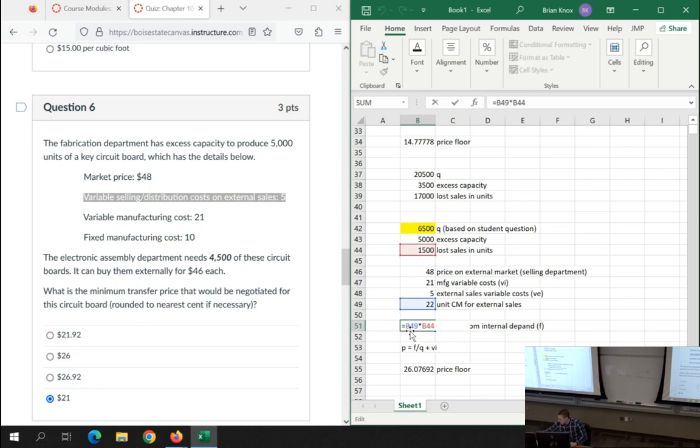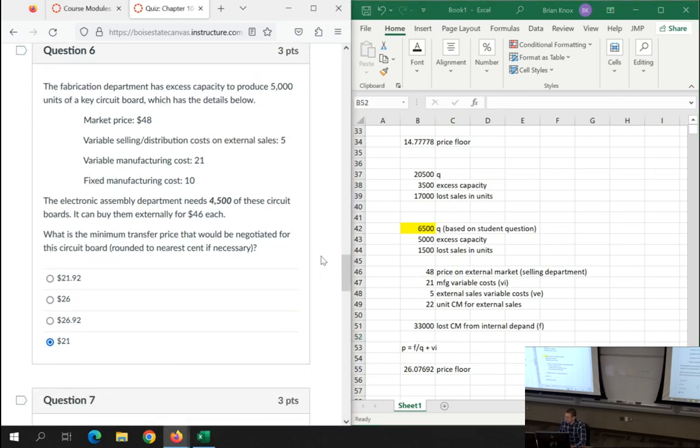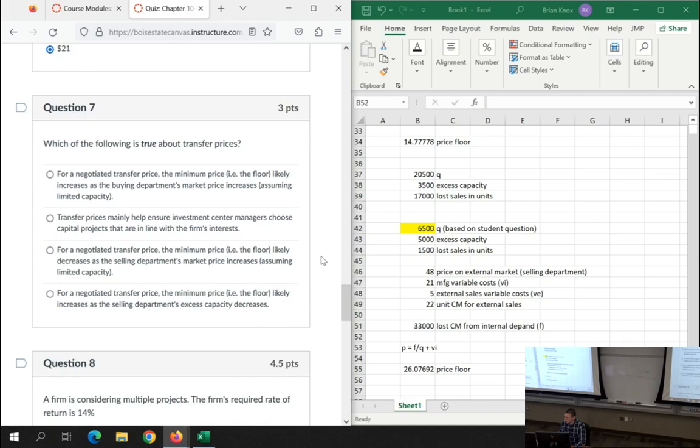No problem. Okay. Let's see what else we can do here. Well, I like to go over the conceptual questions. Let's try this one.